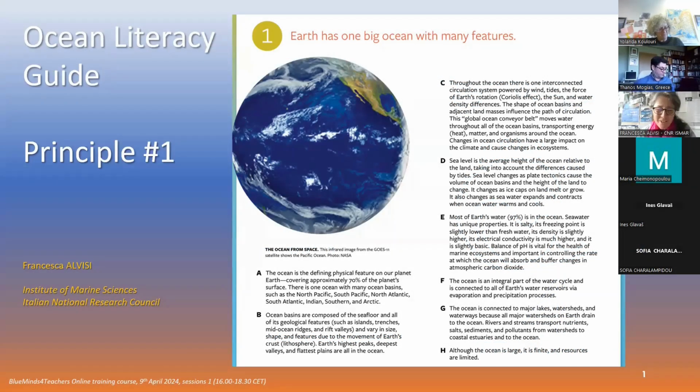Guidance and coordination. And hello, everybody. I'm Francesca Visi. I'm a marine geologist here in Italy. And my role now is to introduce the first and second ocean literacy principle, mostly because they have to do with rocks and what is the container of the water of the ocean. So I would like to guide you through this first part of the ocean literacy guide.